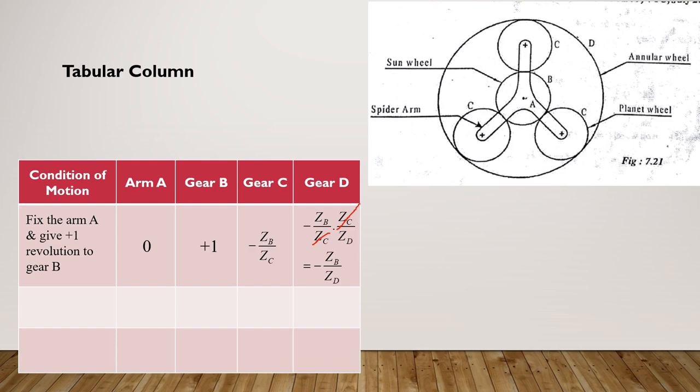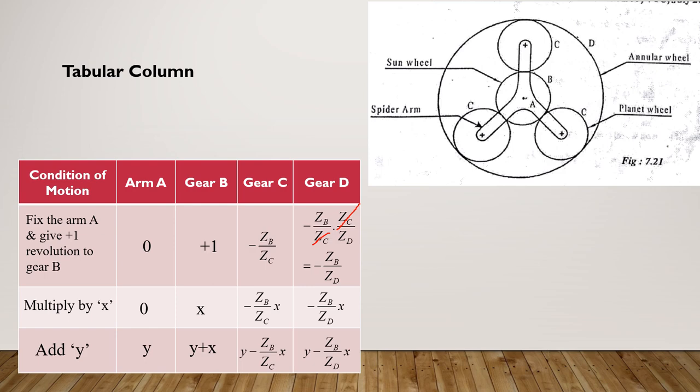Okay, so now writing the speed values. Second step, multiply by x: in the previous case 0, 1 into x, minus ZB by ZC into x, minus ZB by ZD into x. Third step is adding y. Add y to all of this: 0 plus y is y, plus x, y minus ZB by ZC into x, y minus ZB by ZD into x. This is the tabular column method to calculate the speed. So the last line of the table, these four equations, are the speed equations of the respective elements. Now in the problem, he has asked to calculate which speed, solve that equation.